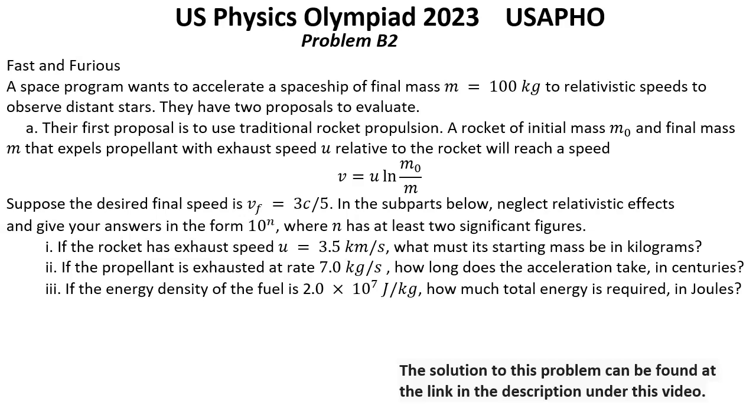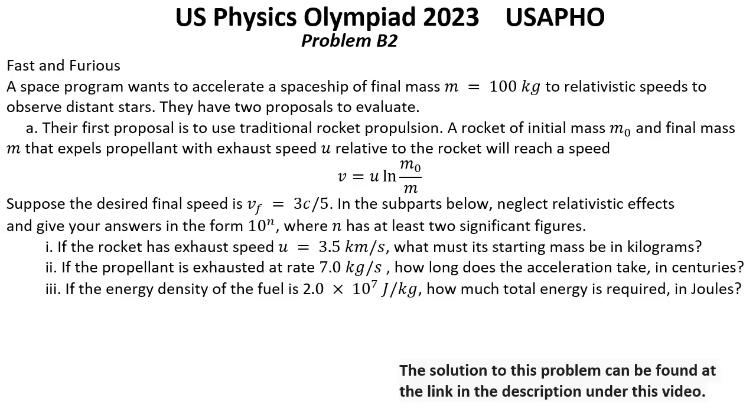Part A. Their first proposal is to use traditional rocket propulsion. A rocket of initial mass m0 and the final mass m that expels propellant with exhaust speed u relative to the rocket will reach a speed v equal u multiplied by logarithm m0 over m. Suppose the desired final speed is vf equal 3c over 5. In the subparts below, neglect relativistic effects and give your answers in the form 10 power n, where n has at least two significant figures.